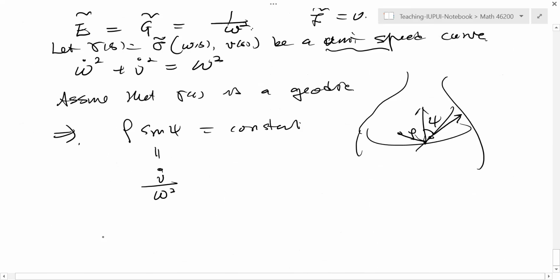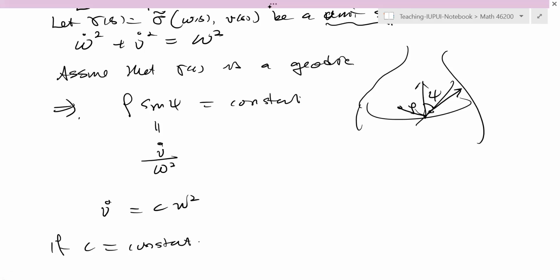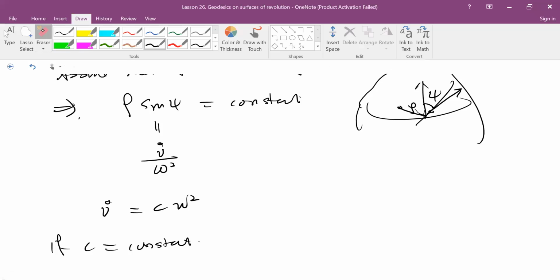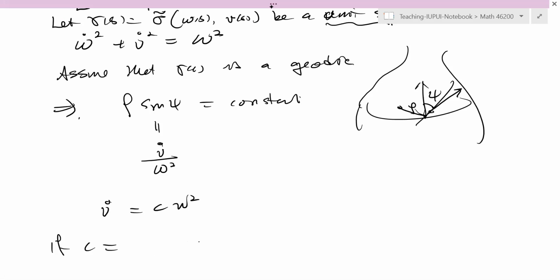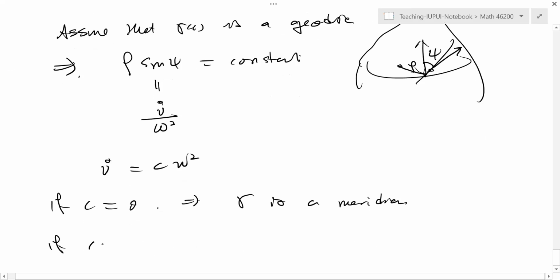All right, so now you have V dot equals C W squared. There are a couple of cases here. We assume C is a constant. If C is zero, then gamma is a meridian. We are not interested in this case. So if C is not zero, what does that mean?